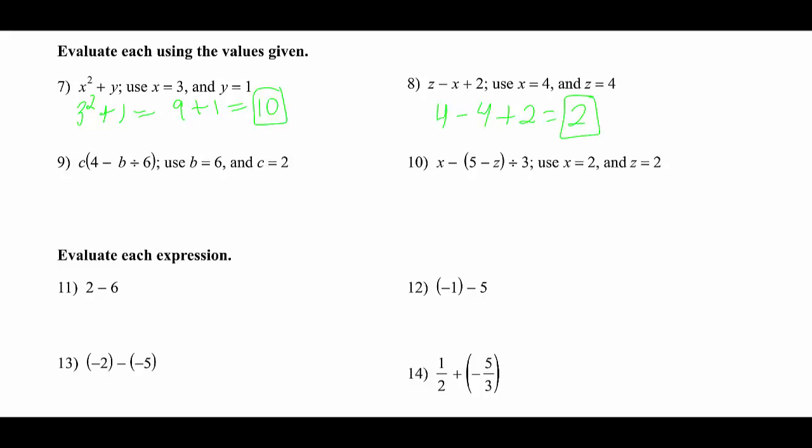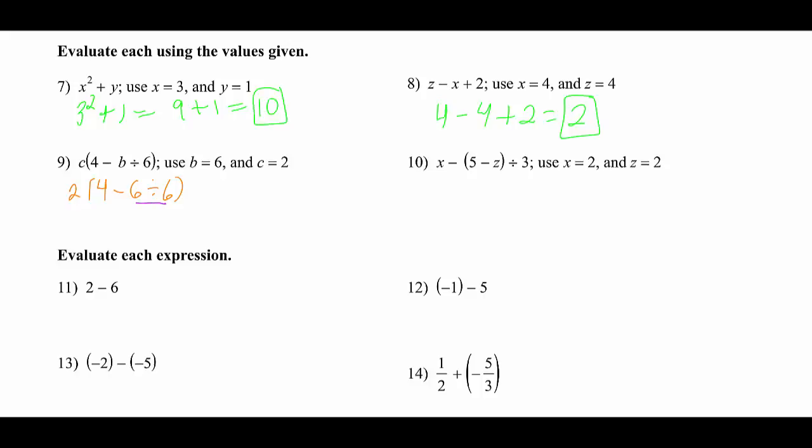On 9, this one looks a little bit more complicated, so we got to make sure that we write it out correctly first. We've got 2 parentheses, 4 minus 6 divided by 6. Now, order of operations says look in the parentheses, and inside of our parentheses, we need to do the division here before we do our subtraction.